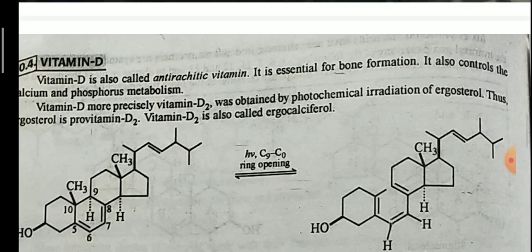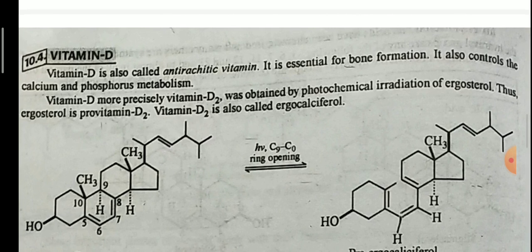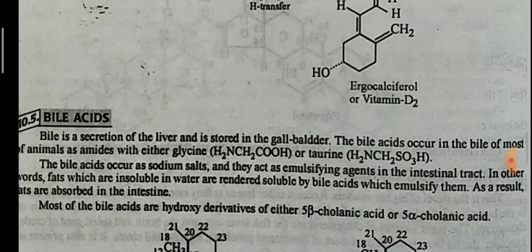Vitamin D. Vitamin D is also called antirachitic vitamin. It is essential for bone formation. It also controls the calcium and phosphorus metabolism. Vitamin D, more precisely vitamin D2, was obtained by photochemical irradiation of ergosterol. Thus, ergosterol is provitamin D2. Vitamin D2 is also called ergocalciferol.